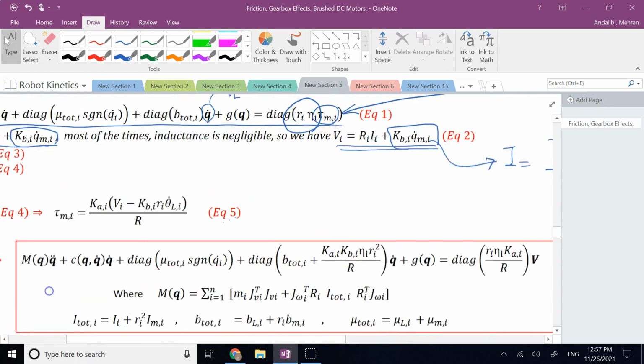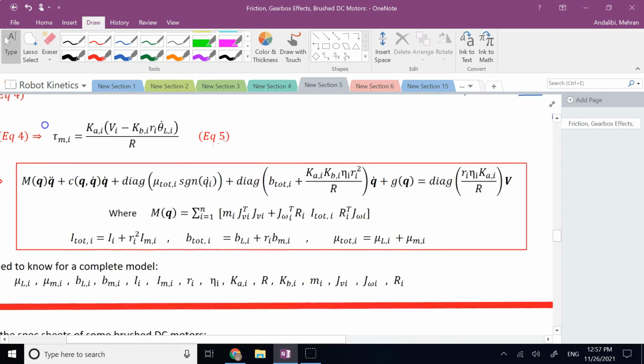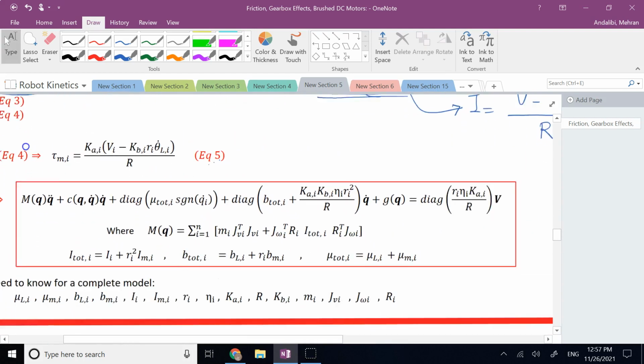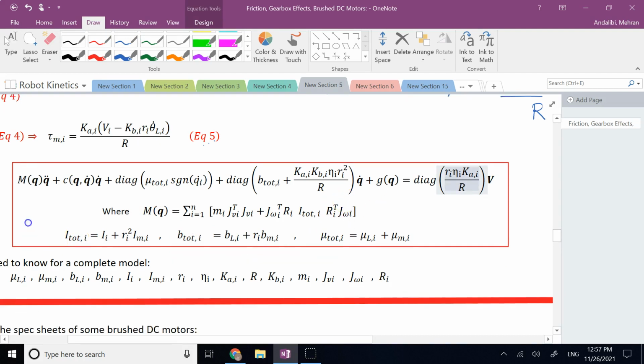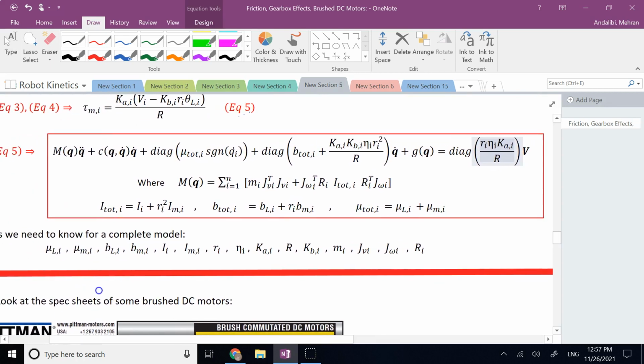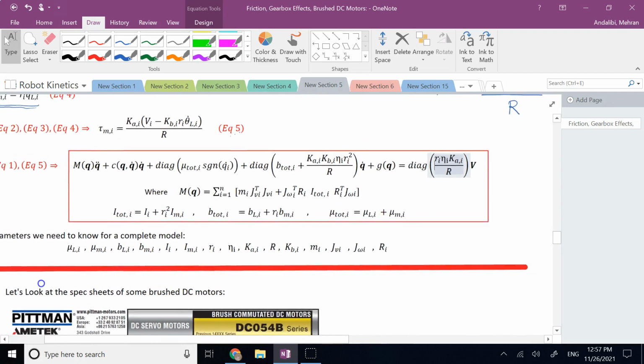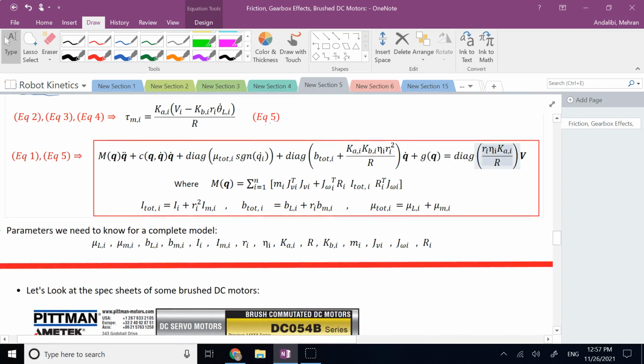So this equation that you see on the top, that is the most complete equation we have derived so far for N-link robots in the joint space, by adding the effects of friction, the effect of gearbox, and the dynamics of the DC motor. Where again, the definition of the M matrix is the same as the previous video, and the definitions of the B total, the mu total, and the I total. So this is the most complete set of equations we have derived, and if you see, there are a bunch of parameters that you ought to know if you want to model the equations of motion of the robot.